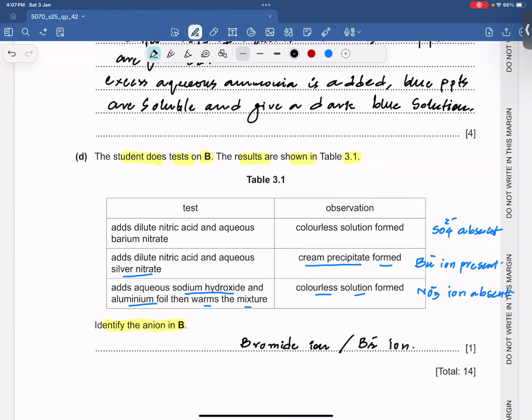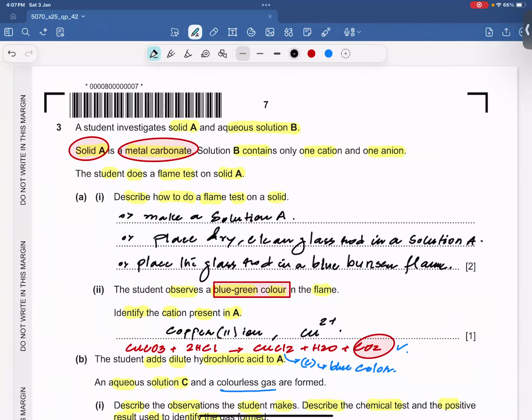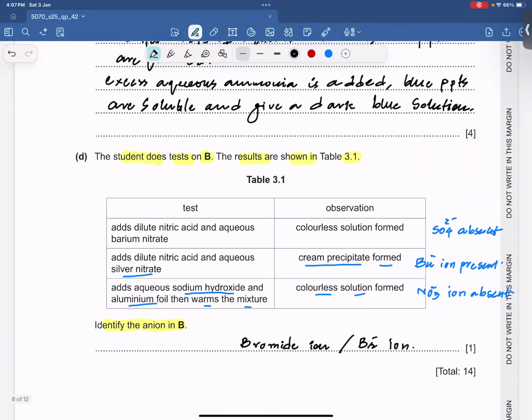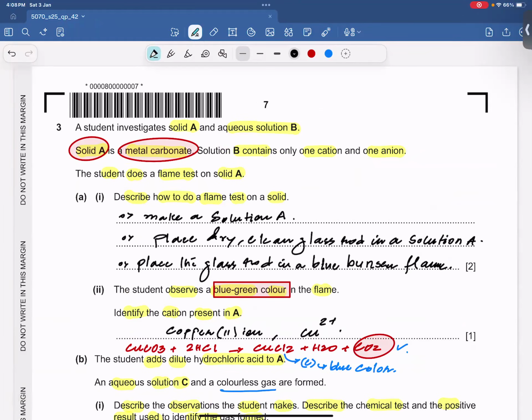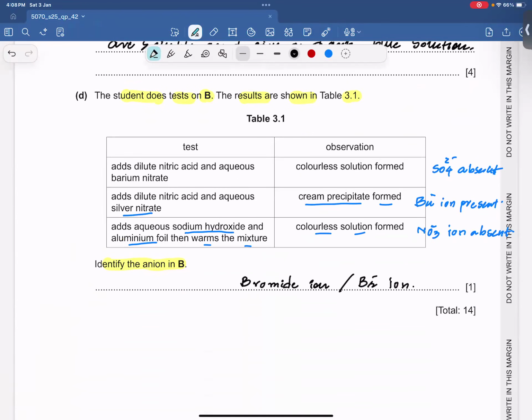Okay. So we have one cation and one anion. The cation is copper 2 ions and the anion is bromide ions, so the formula is copper bromide. That's the only case. Solution B has only one cation and one anion. Okay, fine. That's the answer.